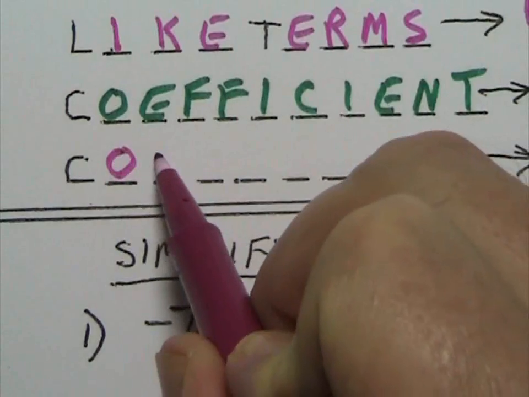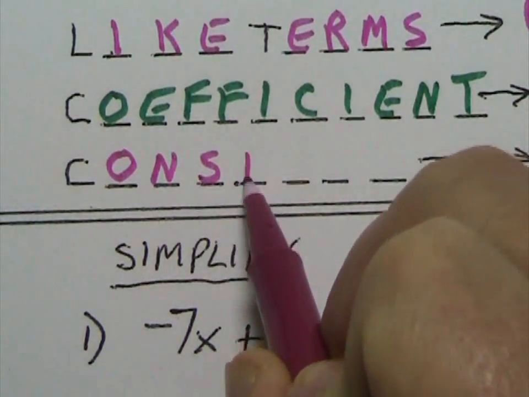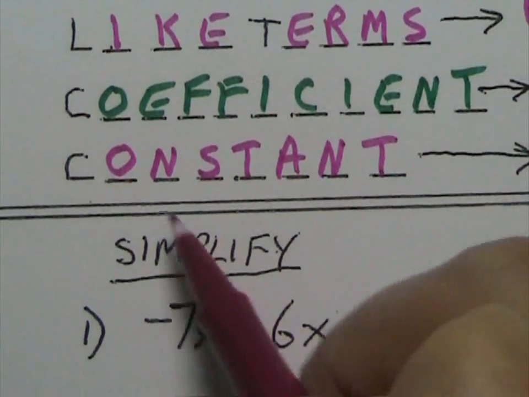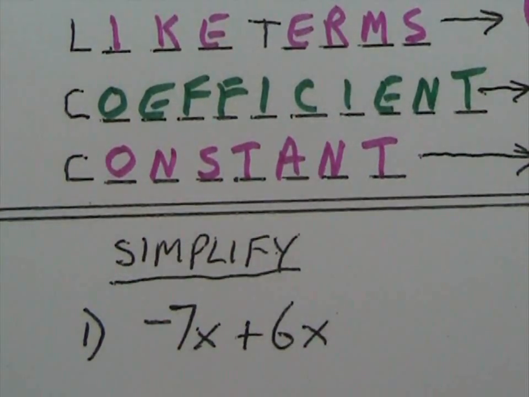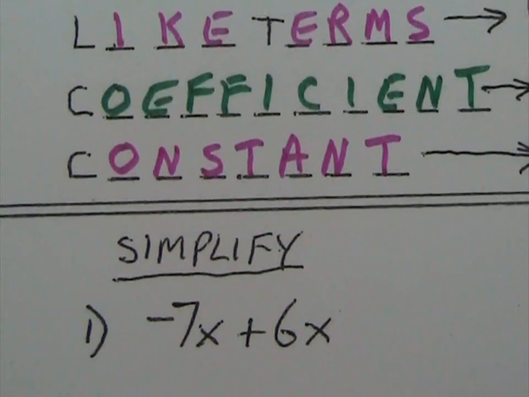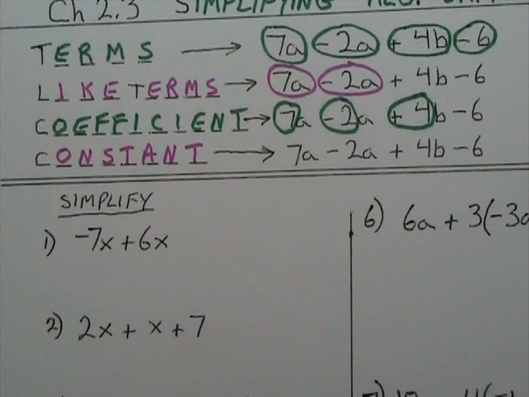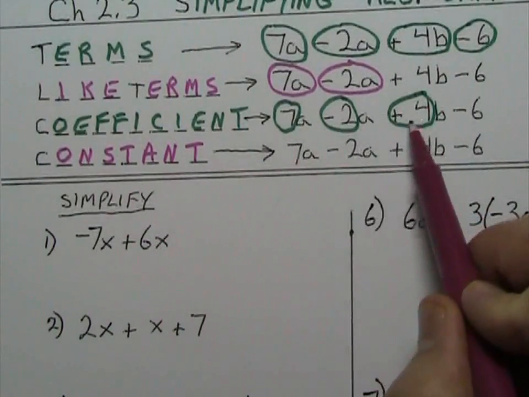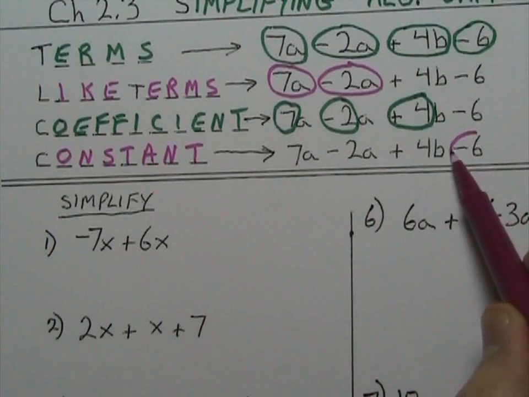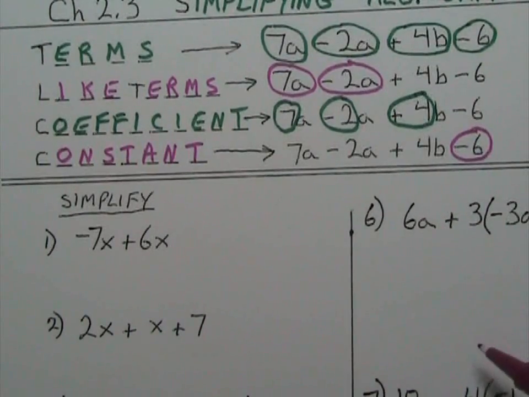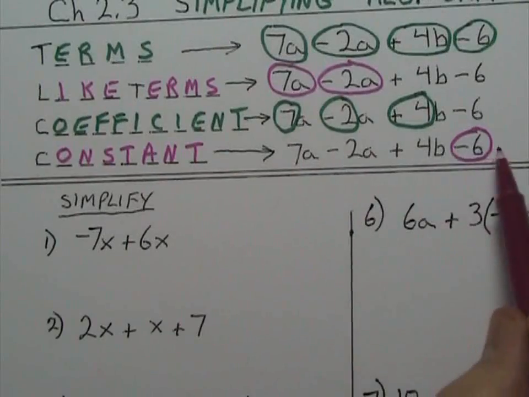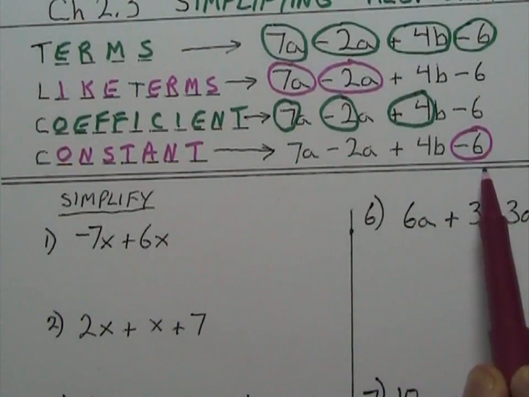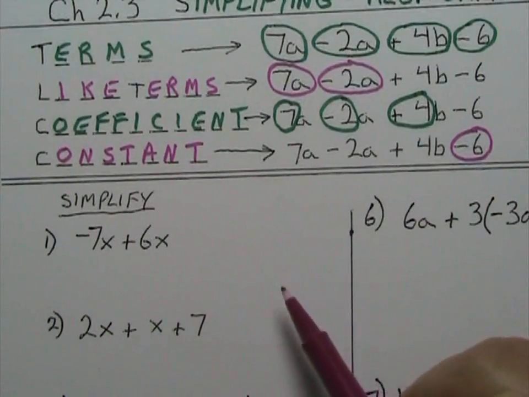The last word is constant. And constants are numbers without variables. See, the coefficients have a variable, constants do not. This, negative 6, is the only constant in this expression. By the way, this is an algebraic expression. We have variables along with numbers in there.